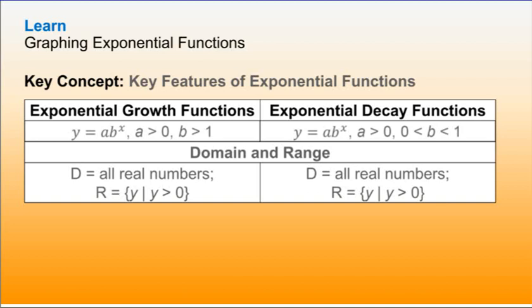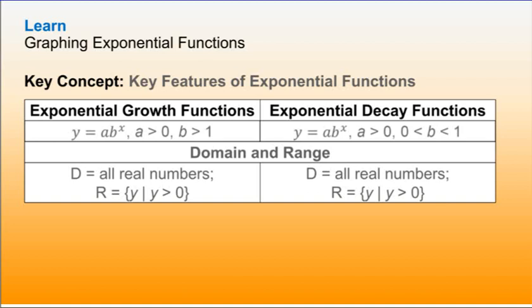So when you have an exponential growth or an exponential decay, the form is still the same, a times b to the x power. The difference is where your b is. If b again is greater than 1, then it's a growth. If b is less than 1 but greater than 0, it would be a decay.